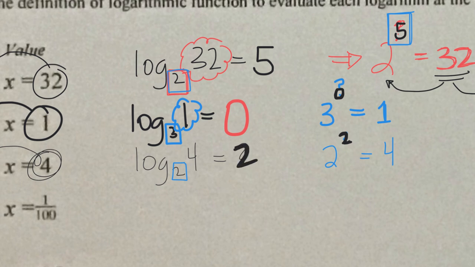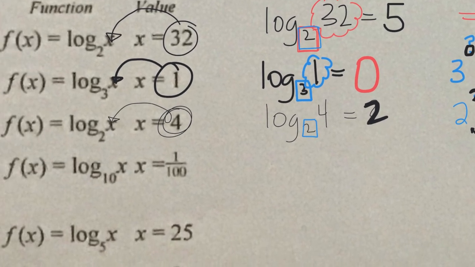Right? And that's pretty simplistic, but I would change my 4 into a 2 to the 2nd power, because I want my bases to be the same. Because when your bases are the same, the exponents have to be equal. So the answer is 2.